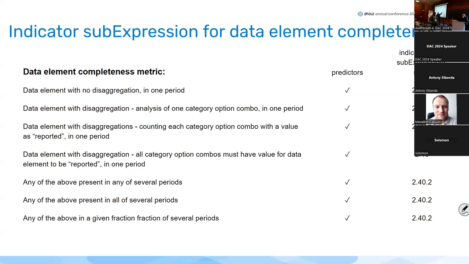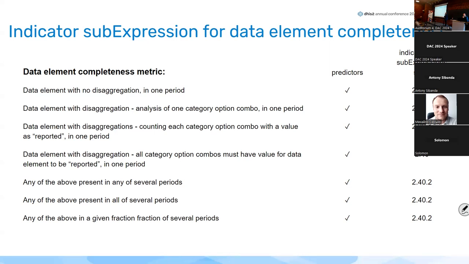If you want to look and see if all disaggregations for data are reported in one period, then you're getting into looking at multiple data values in one period for one organization unit. And that's something that the initial implementation of subexpressions couldn't do, but that was added in 2.40.